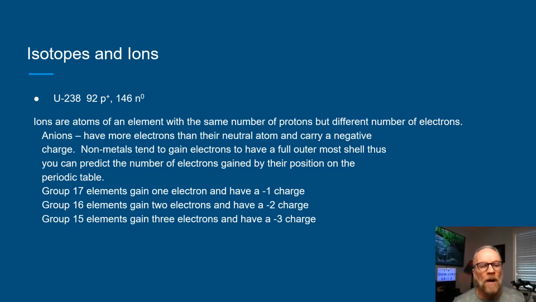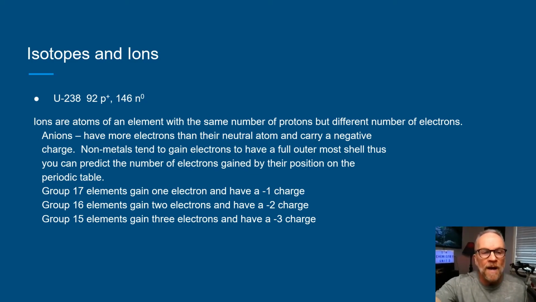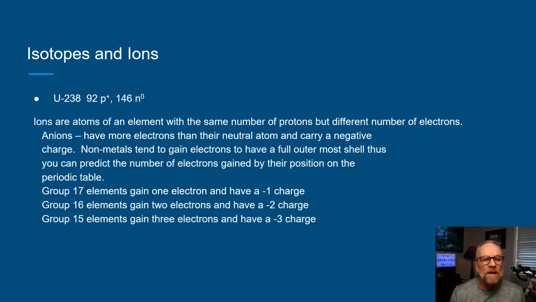Okay, so let's talk about ions for a minute. Ions are atoms of an element with the same number of protons but different number of electrons. And you have two different types of ions. You have cations and anions. Anions have more electrons than their neutral atom and carry a negative charge. Nonmetals tend to gain electrons to have a full outermost shell. Thus, you can predict the number of electrons gained by their position on the periodic table.